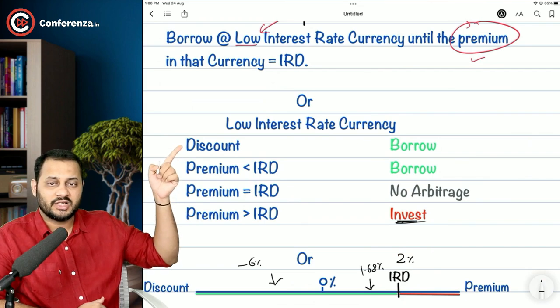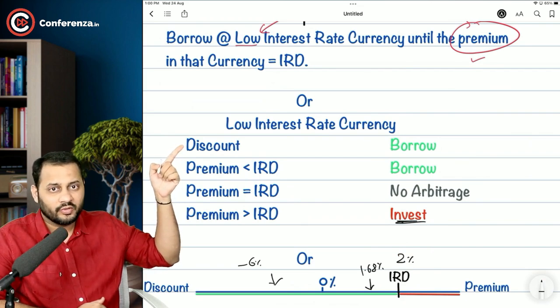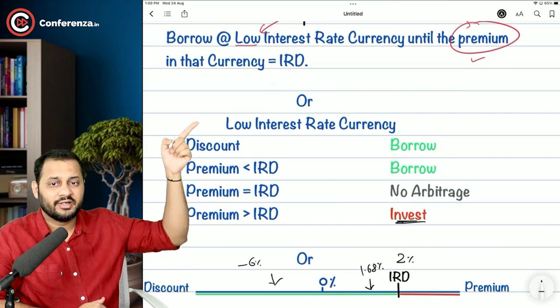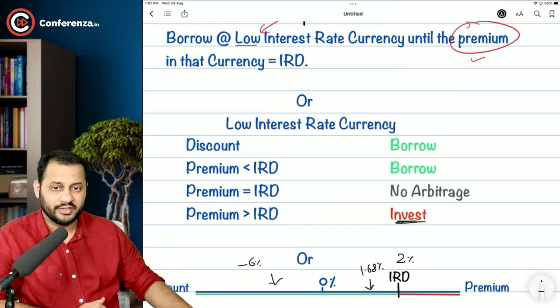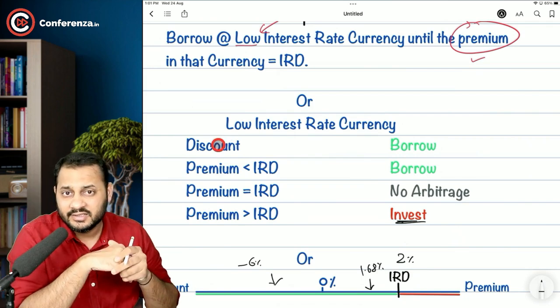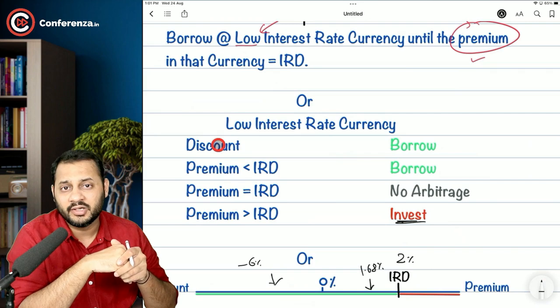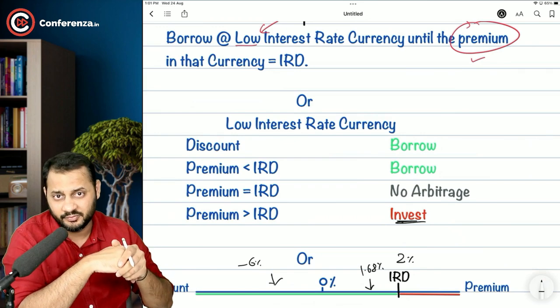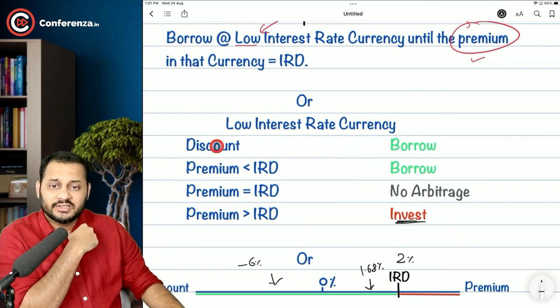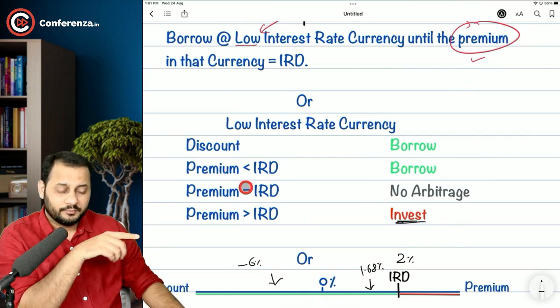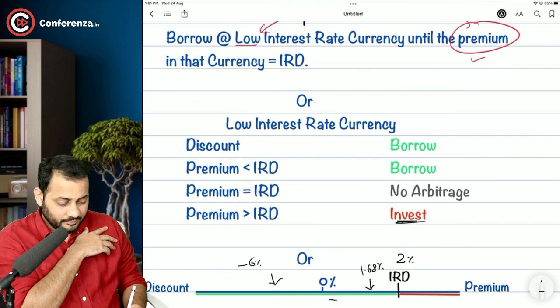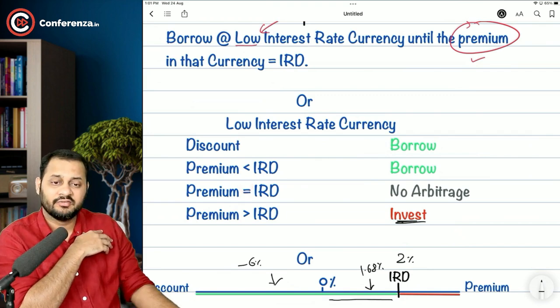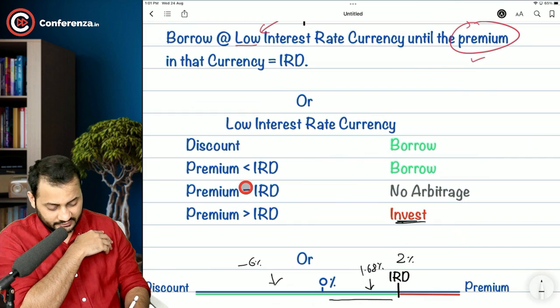So see, you will start from the discount. You will have to borrow at low interest rate currency. If the low interest rate currency is at discount, how to read it? If the low interest rate currency is at discount, interest rate parity theory says that low interest rate currency should be at a premium. So if it is at discount, then it is way far from achieving the equilibrium. Okay, so if it is at discount, borrow in that currency. If it is at premium, but it is less than interest rate differential, this is the phase.